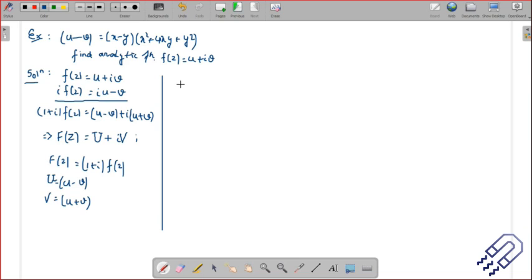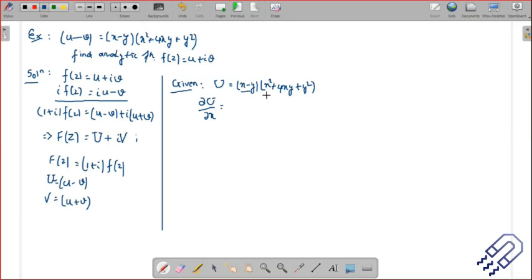How? Let's see. What you're given is u minus v, and my u minus v is capital U. I've taken it as capital U, so I'll write capital U is equal to the term on the right hand side, x minus y, this is x squared plus 4xy plus y squared. Okay, so that's it. So now what I do is I'll take out del u del x. We are going to use the Milne-Thomson method now. We're going to take this del u del x here, and let's just do it.